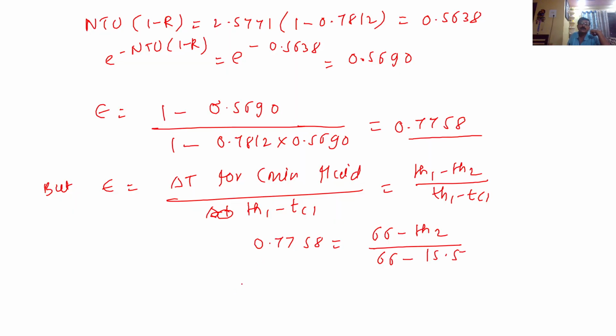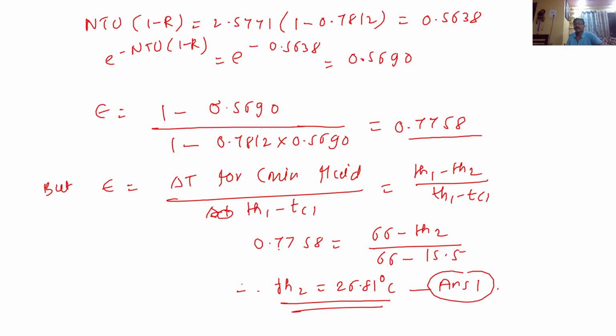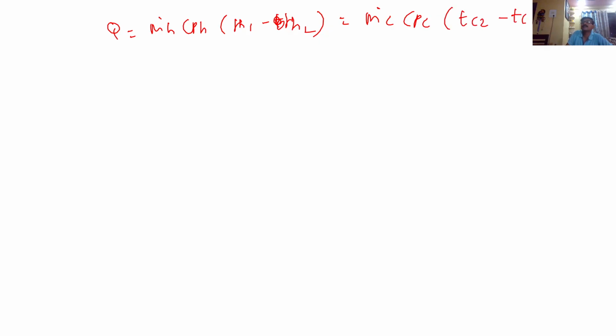15.5. If I solve this, TH2 comes as 26.81 degrees Celsius. Okay, so this is answer 1. Now if I write the energy balance, Q is equal to m dot h CPH (TH1 minus TH2), which is equal to m dot C CPC (TC2 minus TC1).